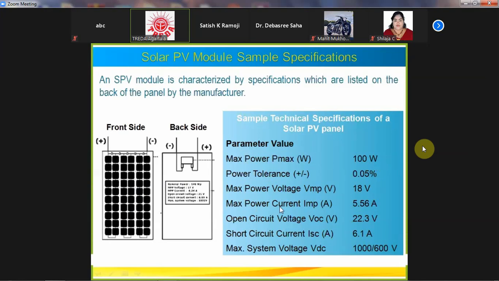But in ambient conditions, it is very tough to control 25 degrees. Then our module's VOC and IOC vary, so in different places sometimes it is lower and sometimes higher. But 25 degrees centigrade is the standard temperature.